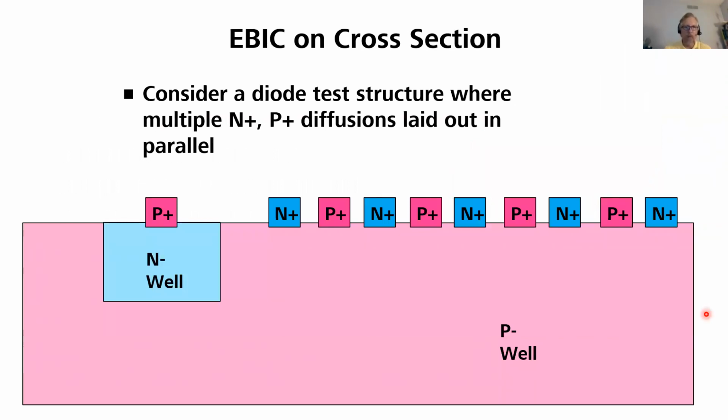Schematically, looking at what we're going to be showing you in a second, it's a diode test structure with multiple N+ and P+ diffusions laid out in parallel with both an N well guard ring, as you might say, and a P well.